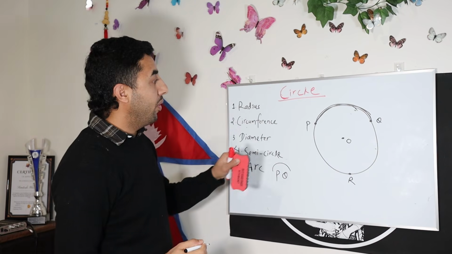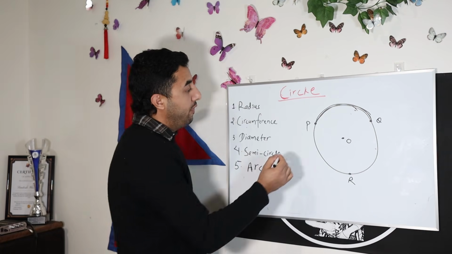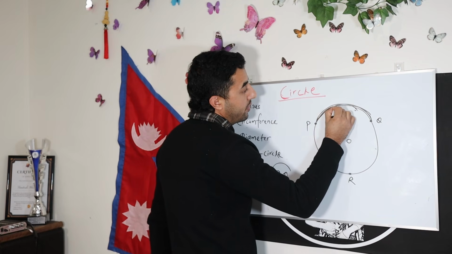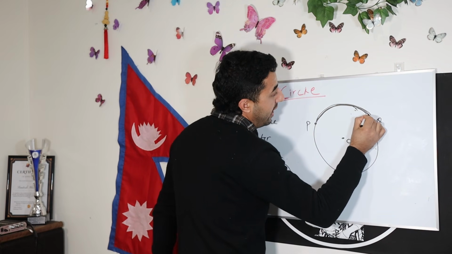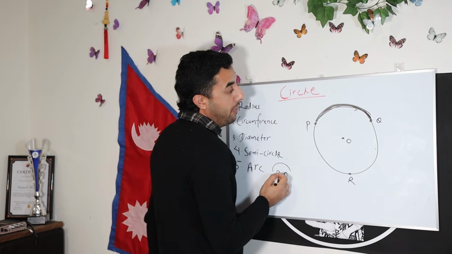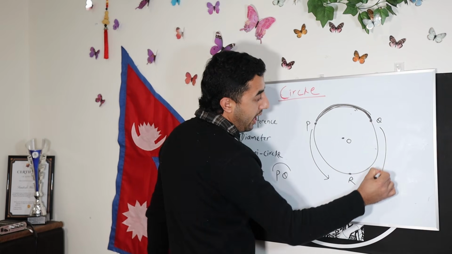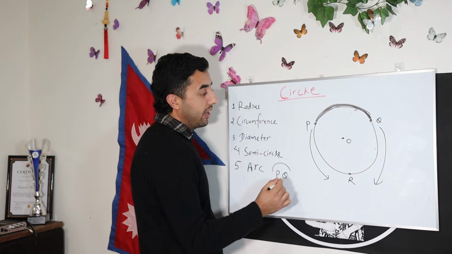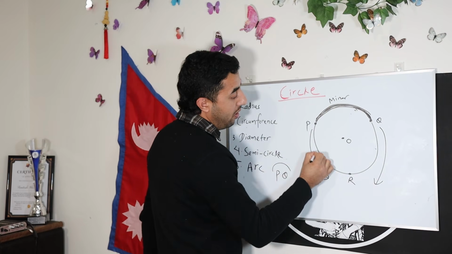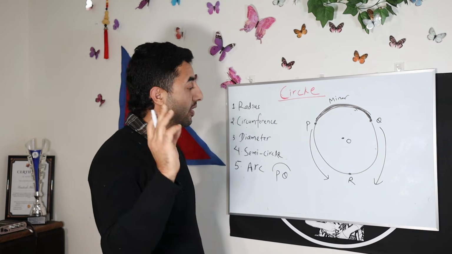But for arc, we always have two kinds of arc, minor arc and major arc. If we have to include this area, the part of the circumference PQ, this is called minor arc PQ, and if you go this way, this part of the circumference is called major arc. The short one is minor and the longer one is major. भनेको arc जहिले पनि दुईटा किसिमको हुन्छ. One is minor and another is major.